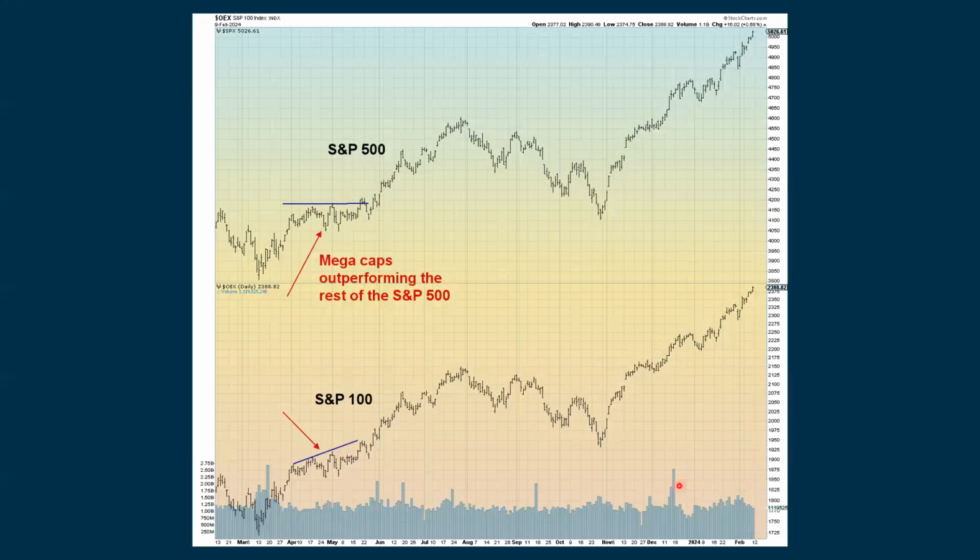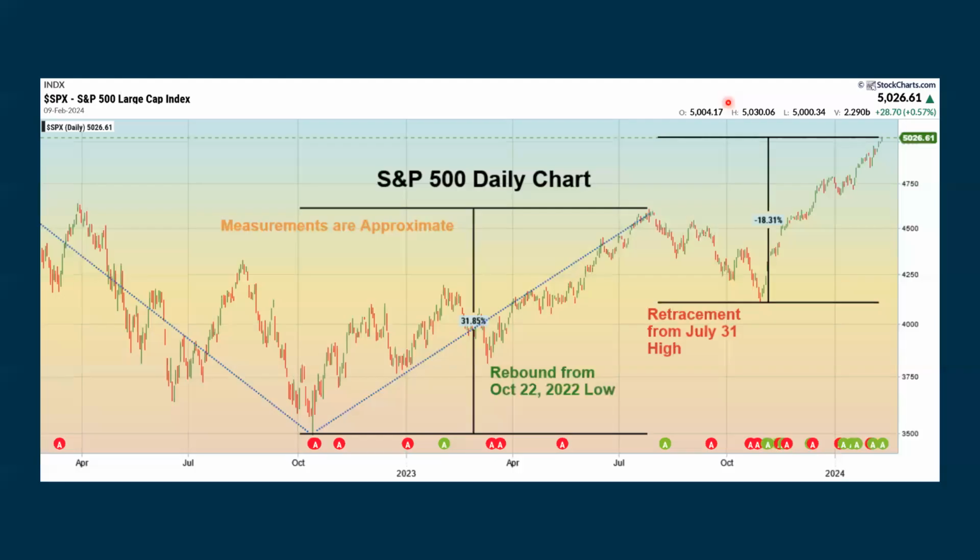We keep an eye on the S&P 100, which tends to be doing quite well right now, and the S&P 500, which is also doing well. And we're looking for divergences here. Right now, we're seeing more convergences as they're both breaking out to new all-time highs.